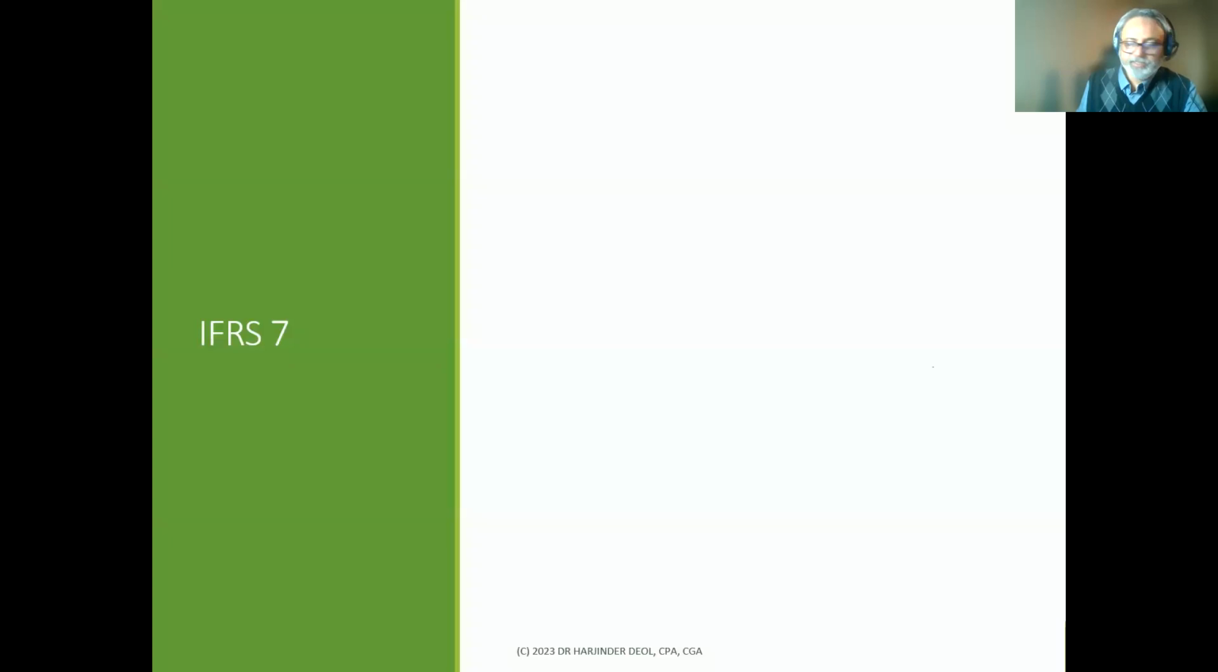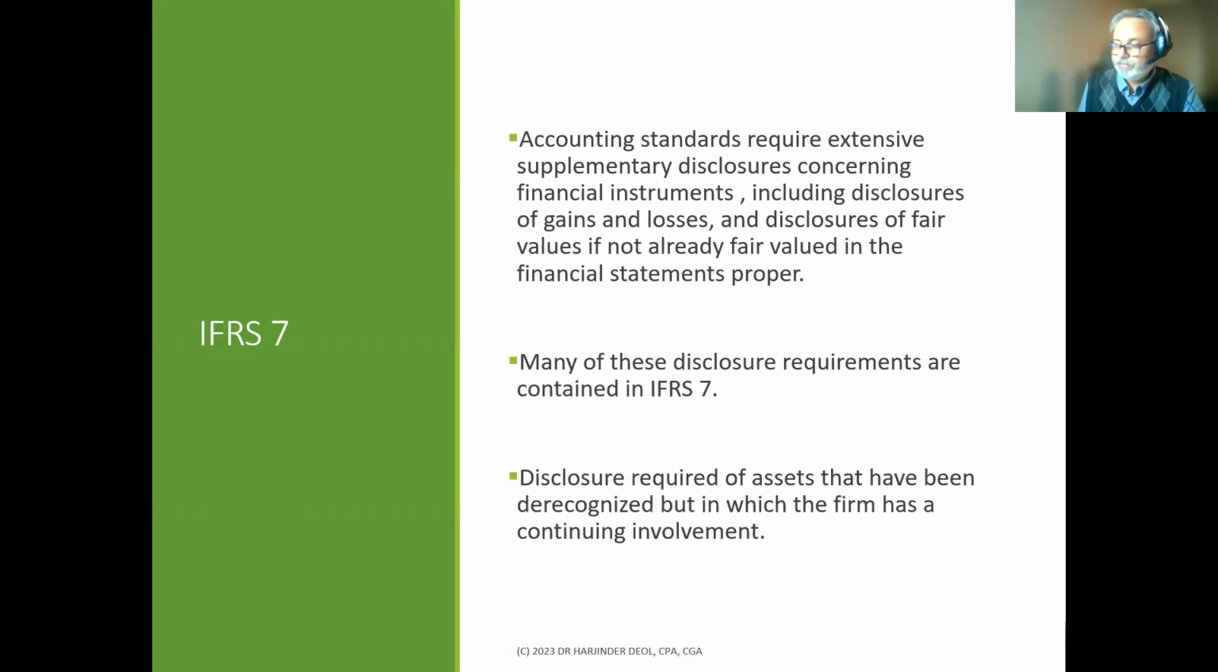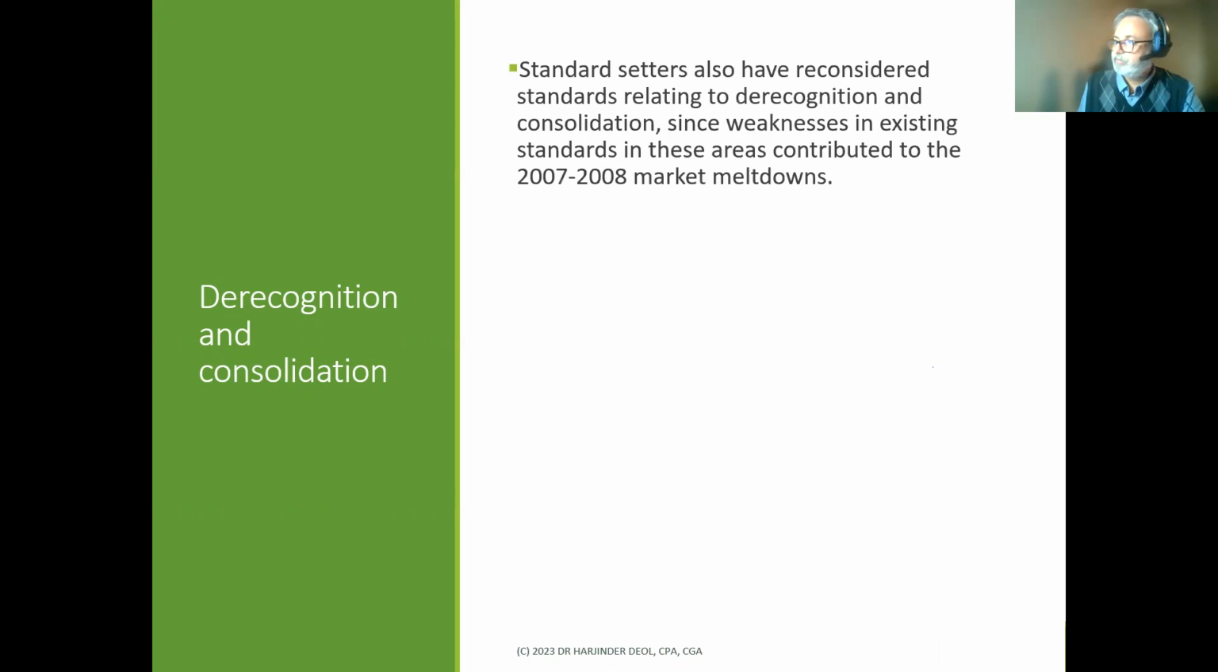IFRS 7 deals with disclosures. So IFRS 7 talks about a bunch of disclosures that are mandated in IFRS, including disclosures of gains and losses, disclosures of fair values, and assets that have been derecognized, but the company continues to have an involvement. All of those need to be provided as far as IFRS 7 is concerned. Then requirements with regards to derecognition and consolidation.